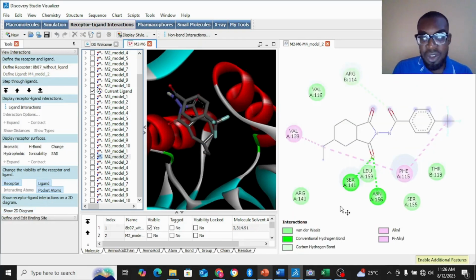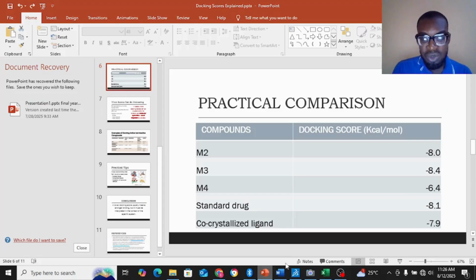Okay, good. So we find out that for M4, we had lesser interactions. These are the interactions we have. So we have lesser interactions compared to M3 and M2. So let's see if our scores reflect that. Because we had lesser interactions and maybe the interactions are not even that strong, it's giving us a lower docking score, while M2 and M3 had a lot of interactions and possibly strong interactions.